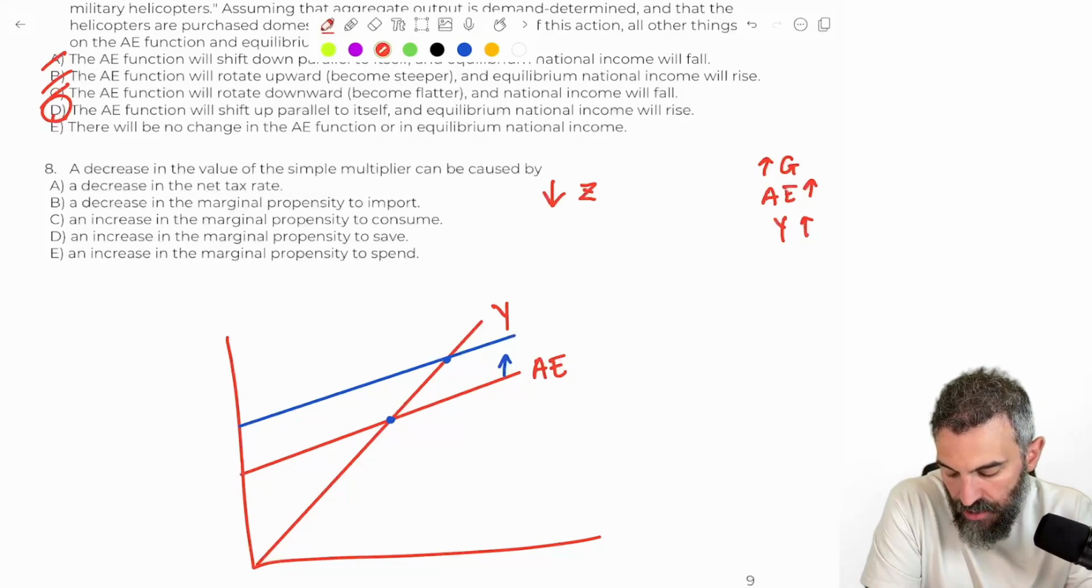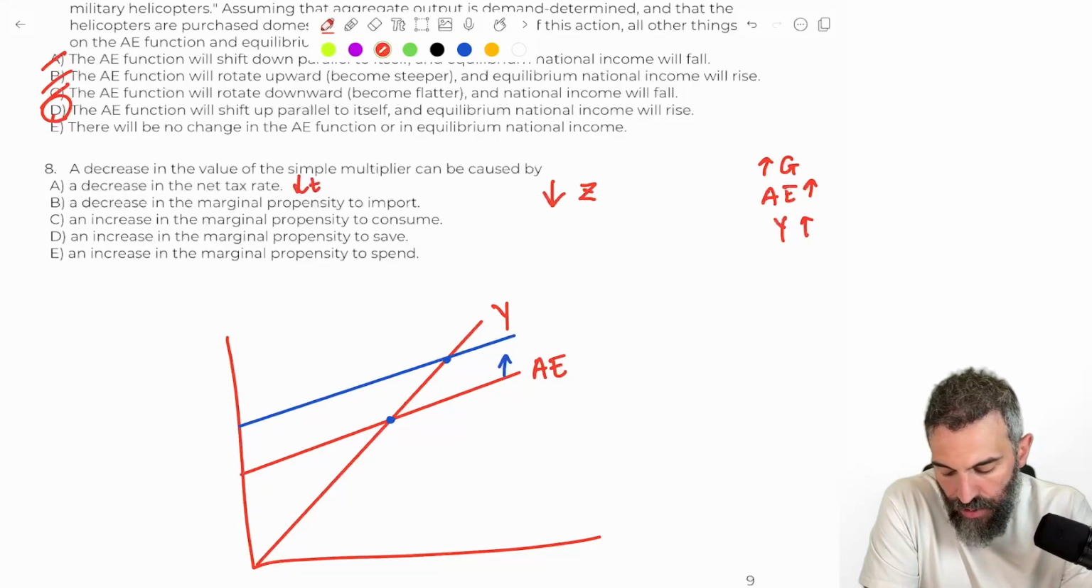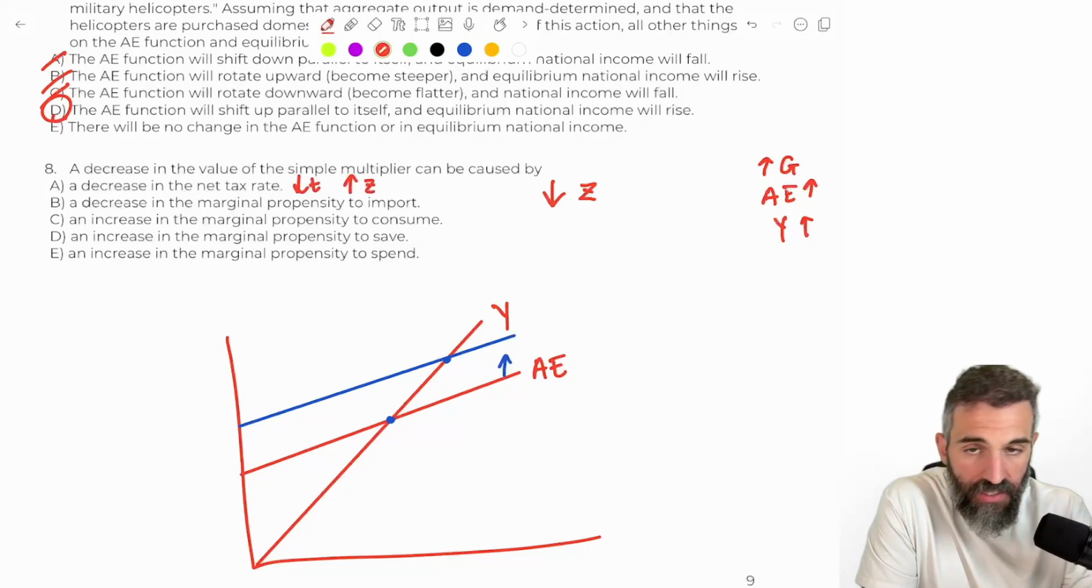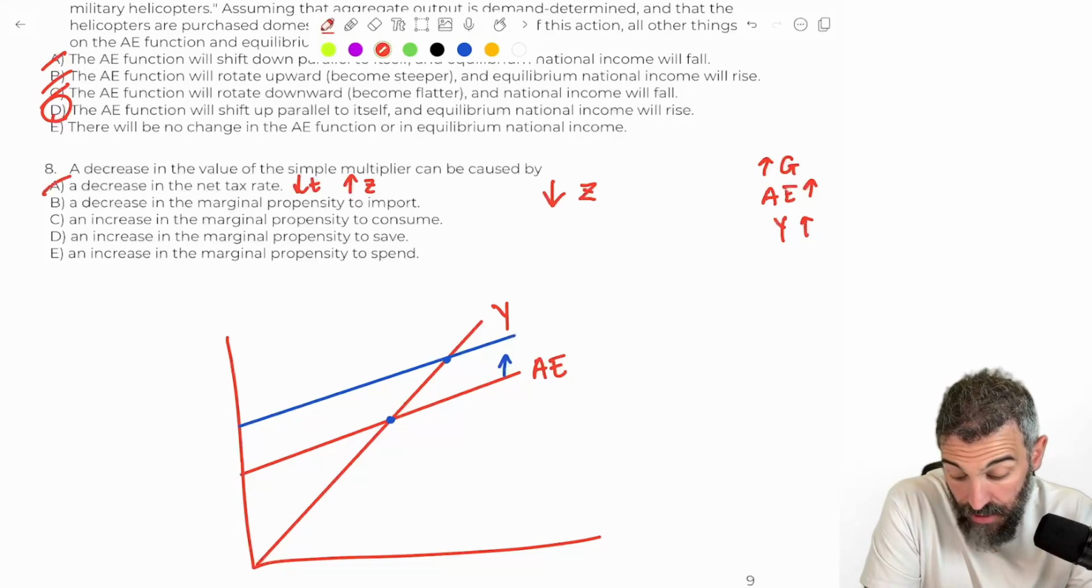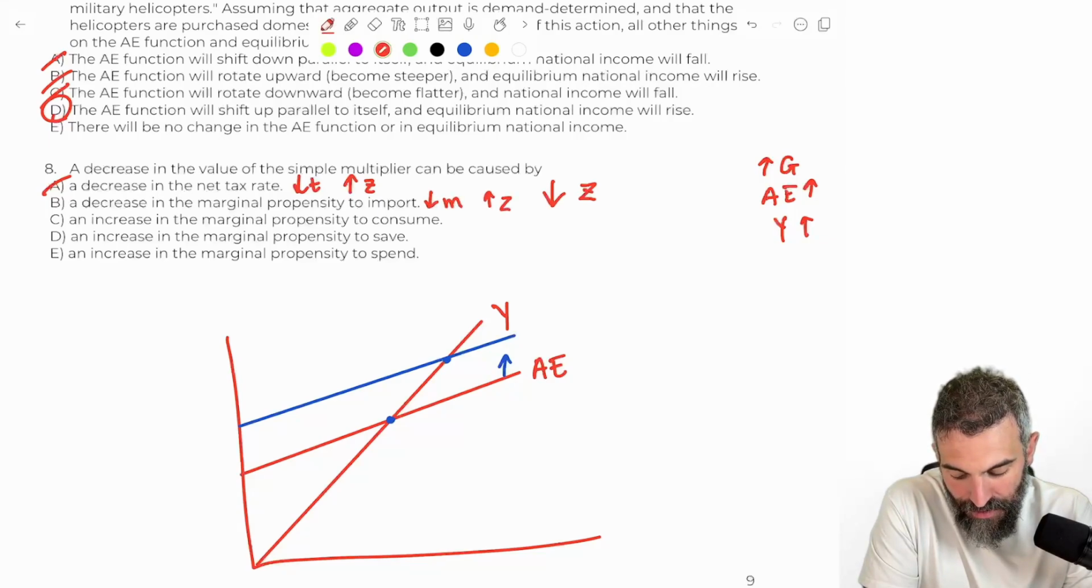A decrease in the tax rate. If you decrease the tax rate, you're actually going to increase your marginal propensity to spend because people are going to have more money to spend. So that's not it. A decrease in the marginal propensity to import. If you decrease M, you actually increase Z again, right? If we're importing less, it means we're spending more domestically. So that's not it.